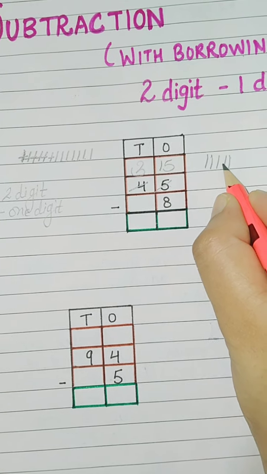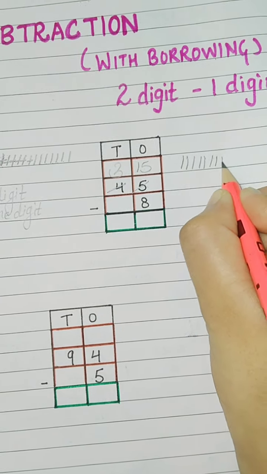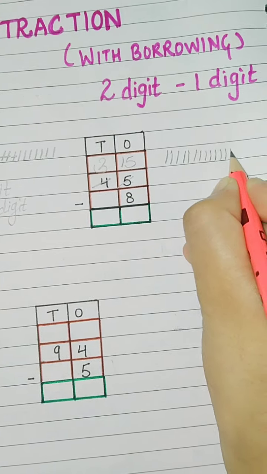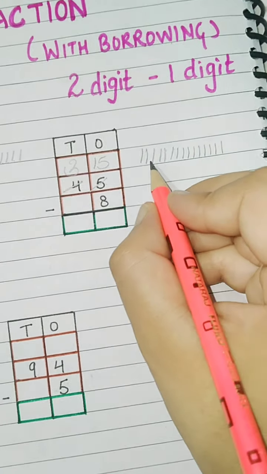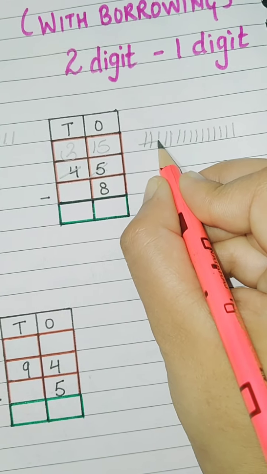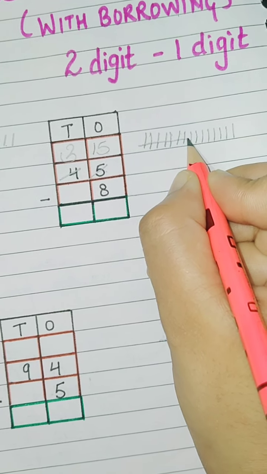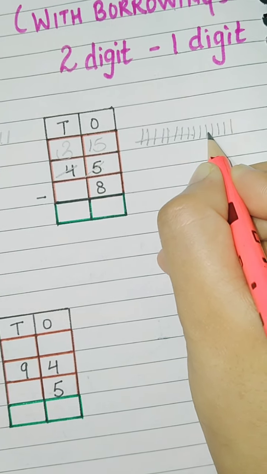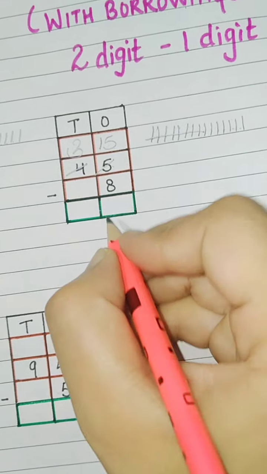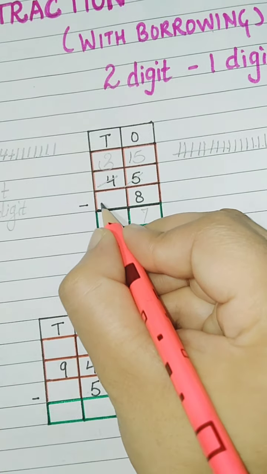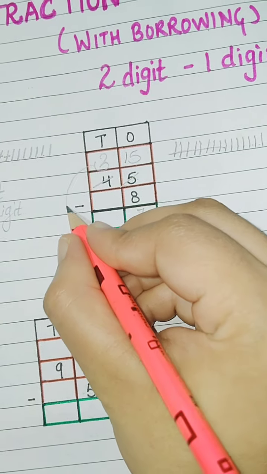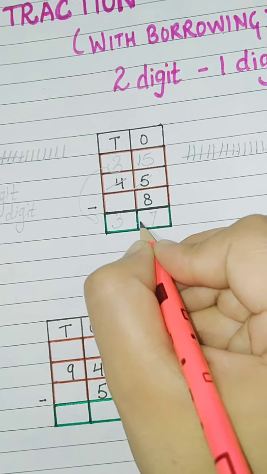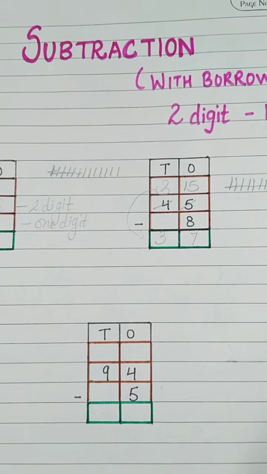Count 1 2 3 4 5 6 7 8 9 10 11 12 13 14 15. Subtract 8: 1 2 3 4 5 6 7 8. Now count what is left: 1 2 3 4 5 6 7. 7 is left. No number is here, so you write this number only here, 3. The answer is 37. Understood?